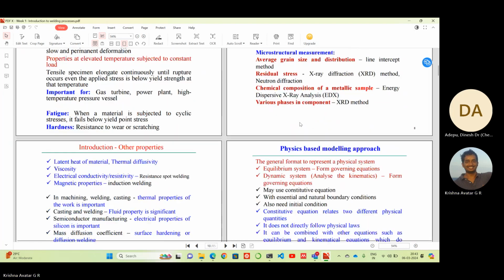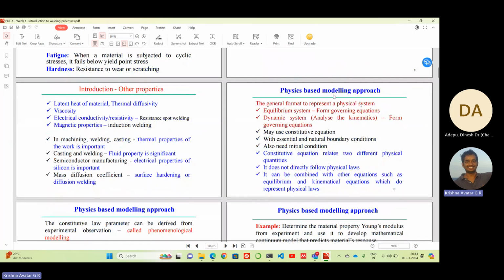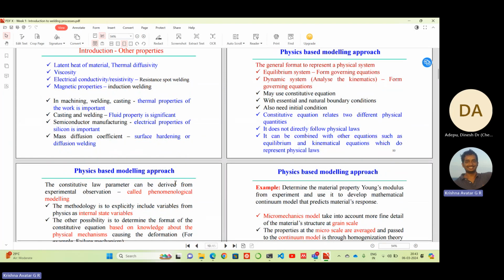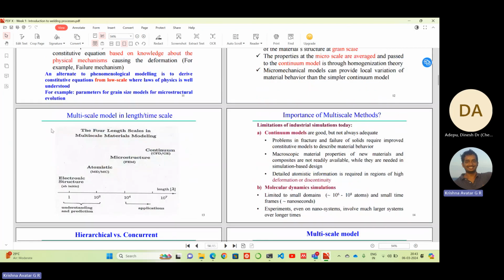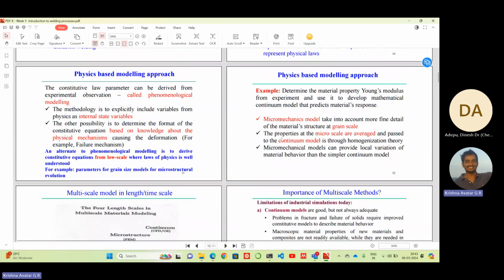and microstructural measurement. And about the different types of modeling, one is the fixed physics-based modeling approach. The other is what we call phenomenological modeling, in which case we derive certain parameters for certain relations that we make between, say, stress and strain. And this is known as phenomenological modeling. Phenomenological means we study a phenomenon experimentally and then try to fit certain relations between derived quantities and determine the parameters.